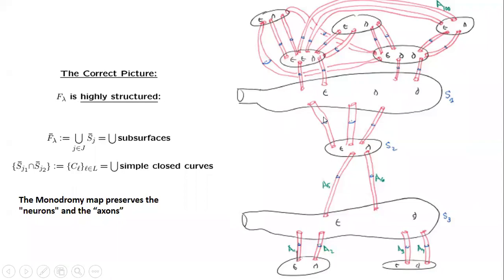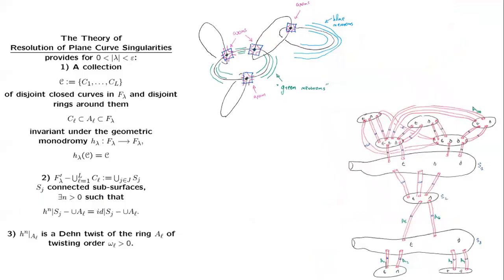And so in order to understand what we obtained, it's convenient to understand this picture. This picture will consist of having several neurons, which are where the genus is concentrated. And then between these different subsurfaces, we have these axons or tubes which are connecting the different subsurfaces. As I will explain, this picture is very helpful in understanding the following situation.